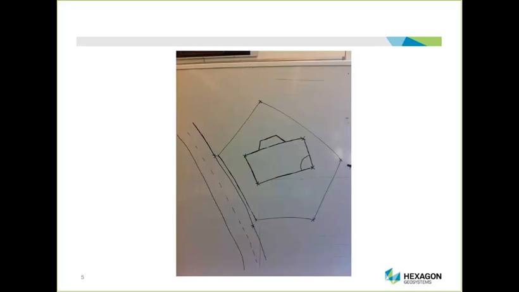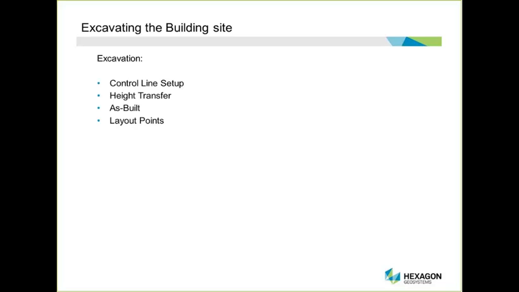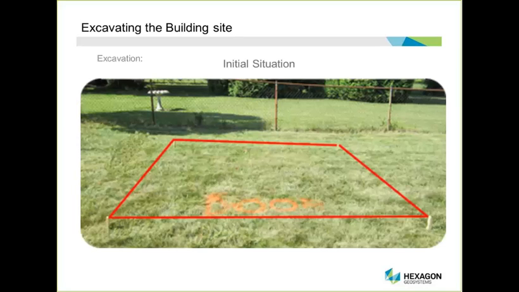So there's a road alongside, we've got a building, and we've got our excavation pit. That's the sort of situation that we're dealing with here. In terms of what's actually going to happen workflow-wise, I'm going to go through a control line setup. I would want to perform a height transfer as well, so we have 3D coordinates. I want to show as-built, and I'll do a layout point function as well, or stakeout. So I'll just go into the situation a little bit more, into the workflow.